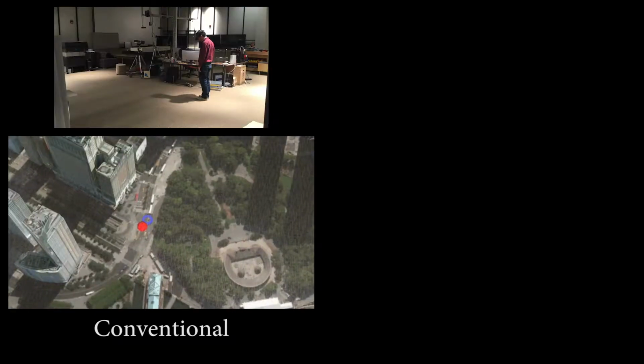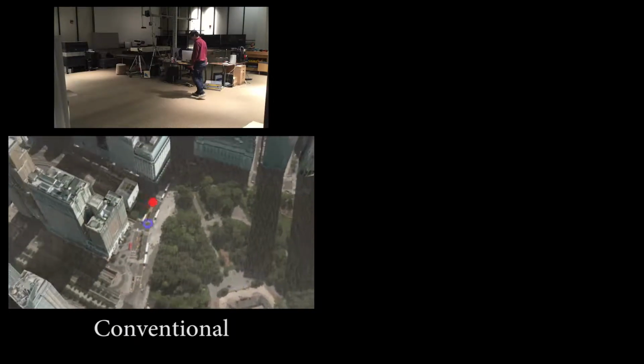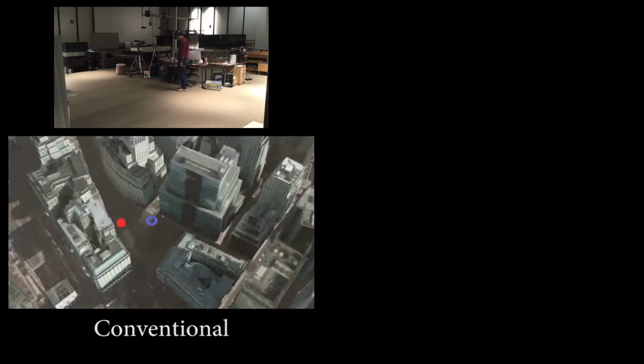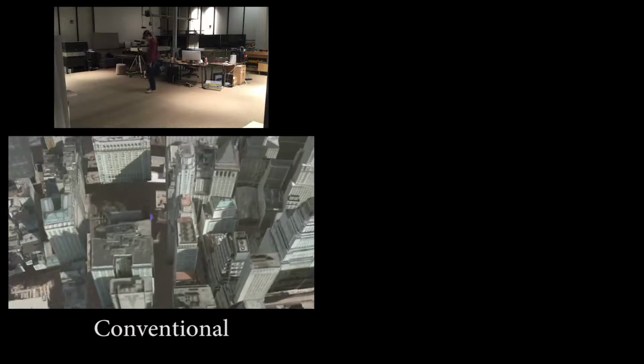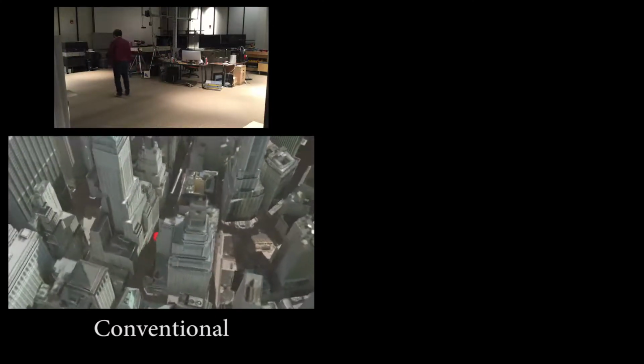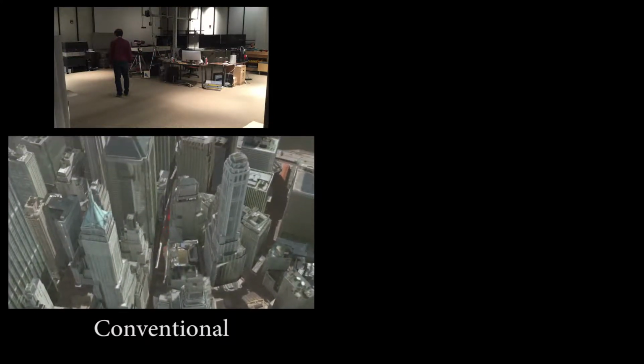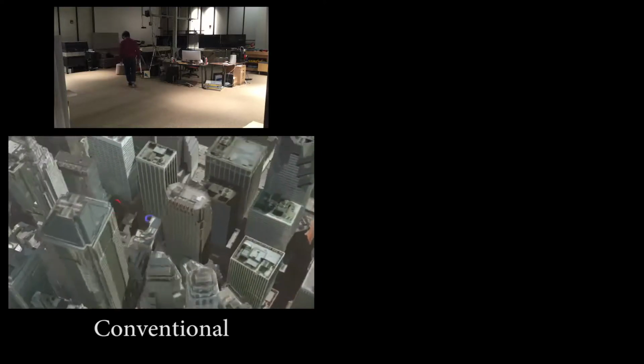In this first task, the user is asked to keep track of a red sphere target that moves in a virtual urban scene. Using a conventional visualization, the user has to move quickly, frequently, and over large distances in order to avoid occlusions and to keep a direct line of sight to the target.